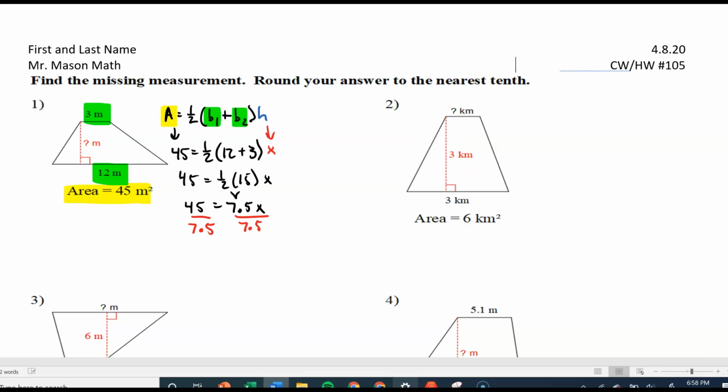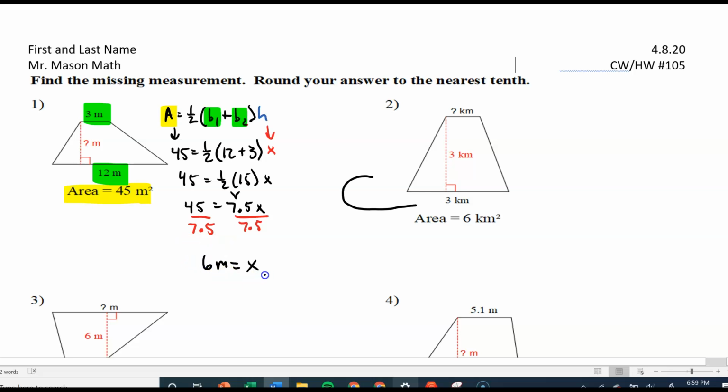Remember, I gave you the area, so your units will just be regular here. So x is equal to 45 divided by 7.5, which is a height of 6 meters regular. So please make sure that your paper is nice and neat and organized, just like this one.